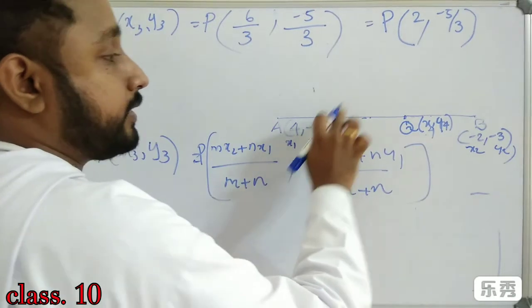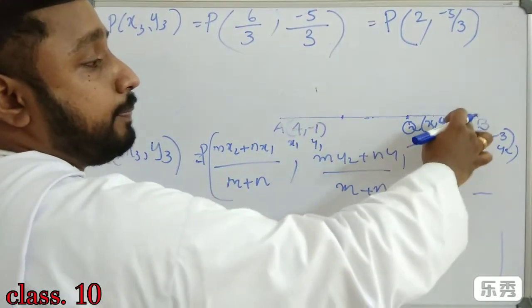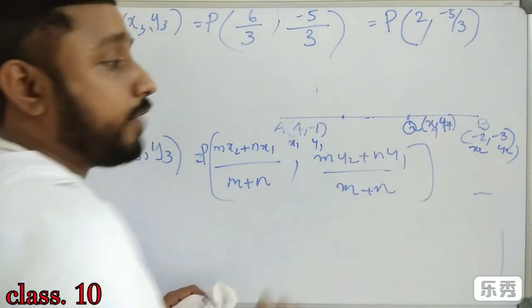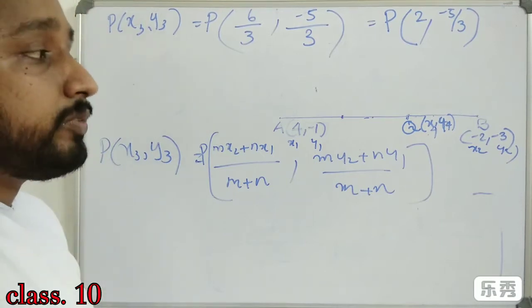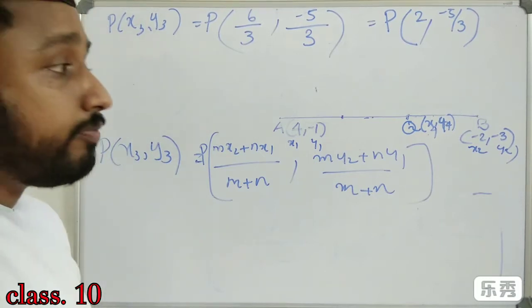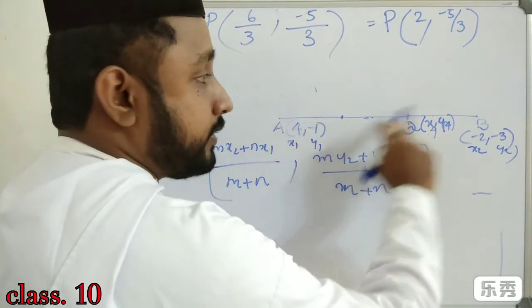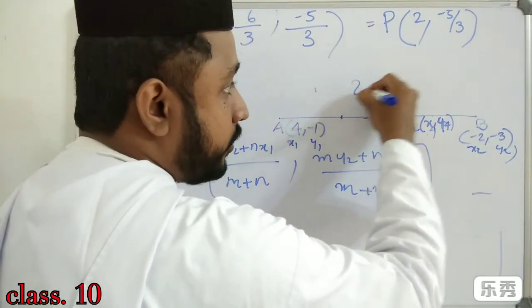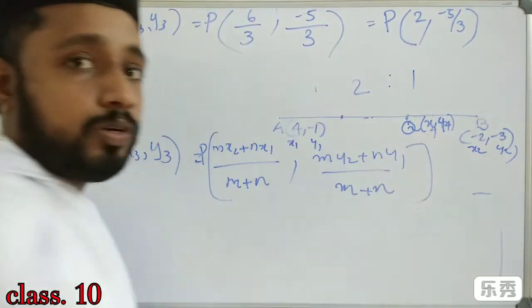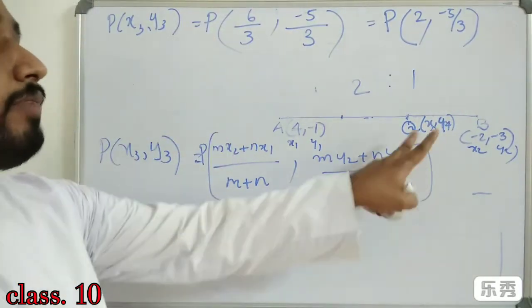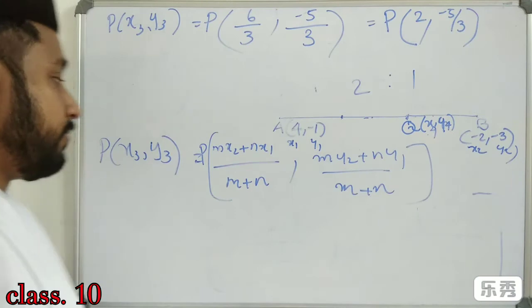So here one part, here second part, here third part. Here point Q, x4, y4. We have to find the coordinates x4 and y4 using the section formula. Here there are 2 parts and here 1 part, so the ratio is 2:1. So consider 2:1. Then we find Q, x4, y4.